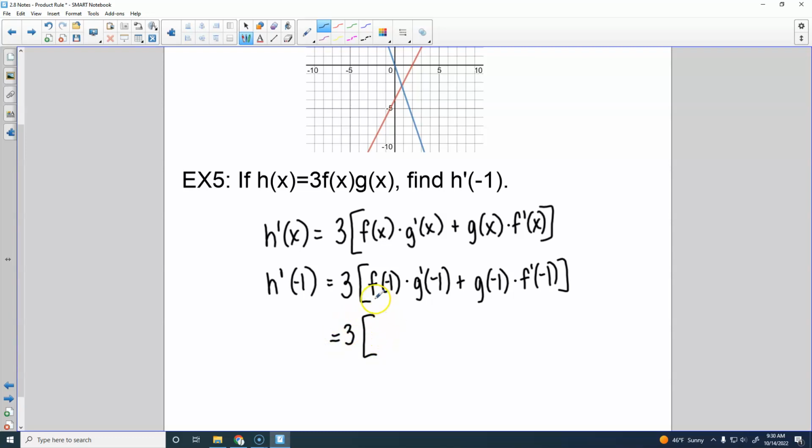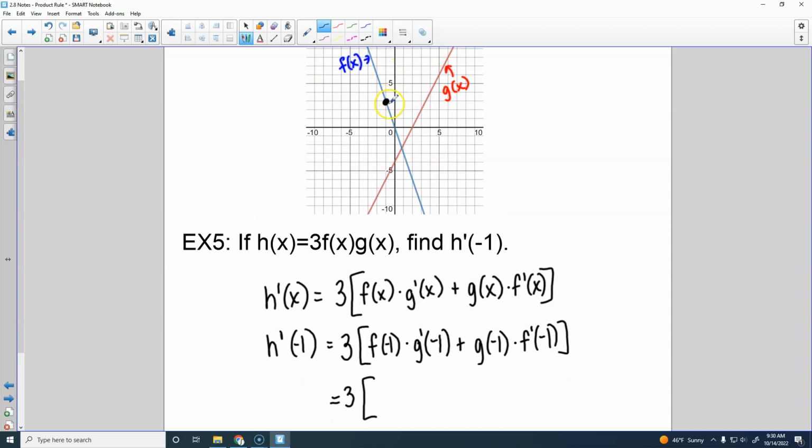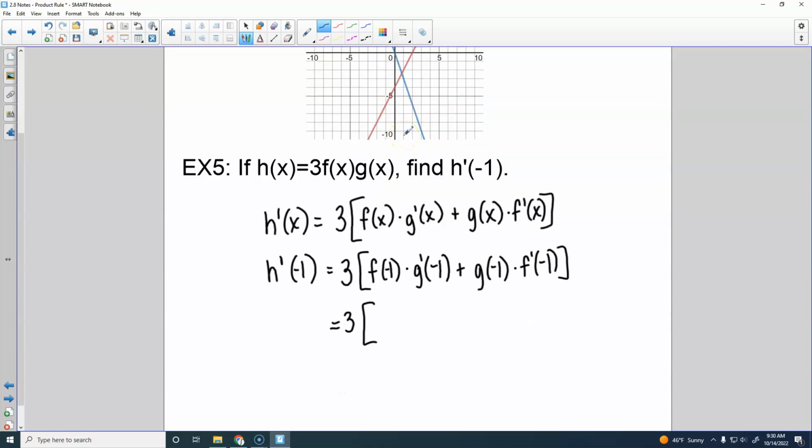And then for f of negative 1, we're going to look at the graph. F of negative 1 is right here. And what is the coordinate for that? Y coordinate? 3, right? So f of negative 1, we're just looking for the y coordinate from that graph because it's just the value. So that's going to be 3.